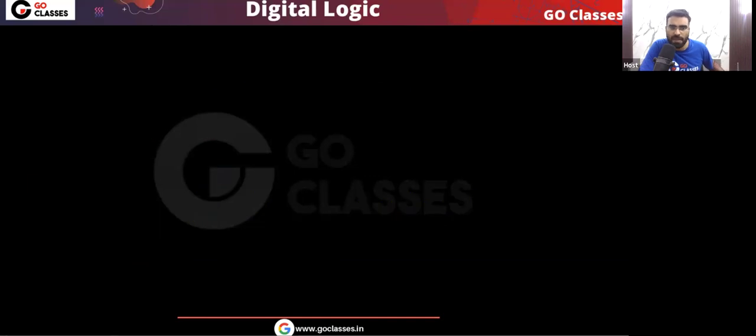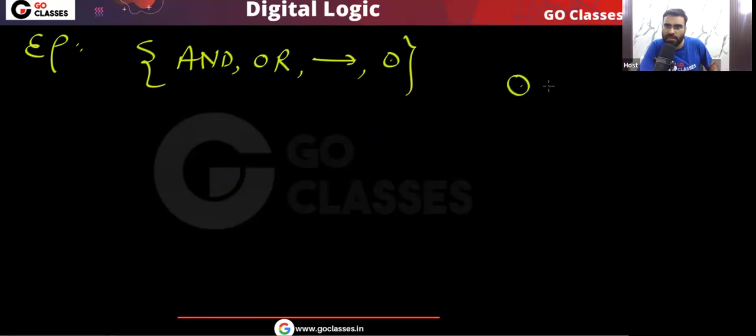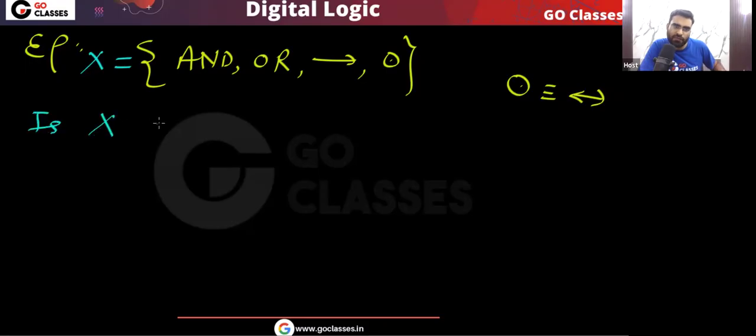Very simple. Now, do you remember this example I took? AND, OR, implication, and reverse implication. Reverse implication means ignore, it is the same as implication. Do you remember this was not functionally complete? Now tell me, is this functionally complete? Is X functionally complete? The answer is no. Why?